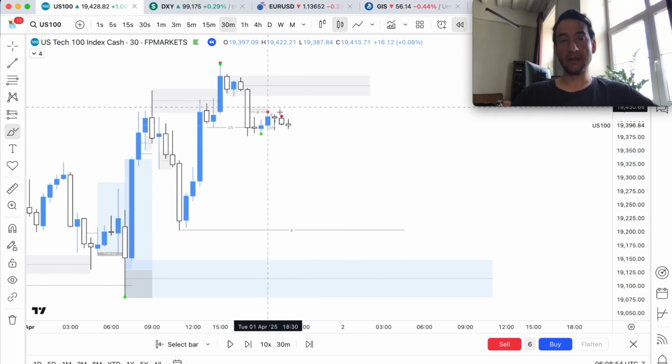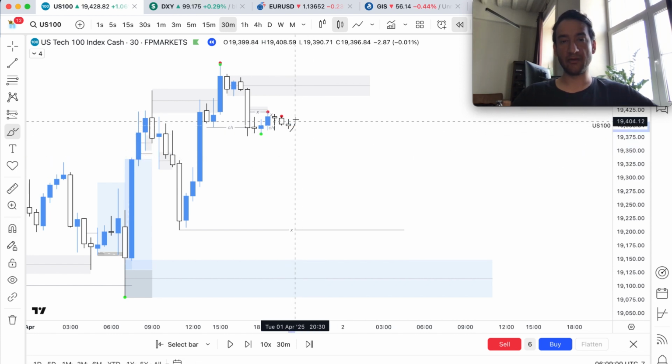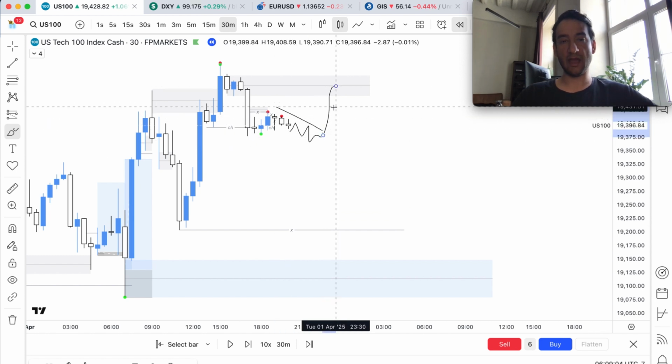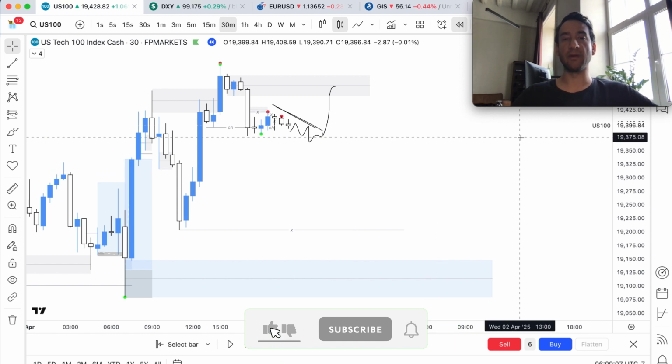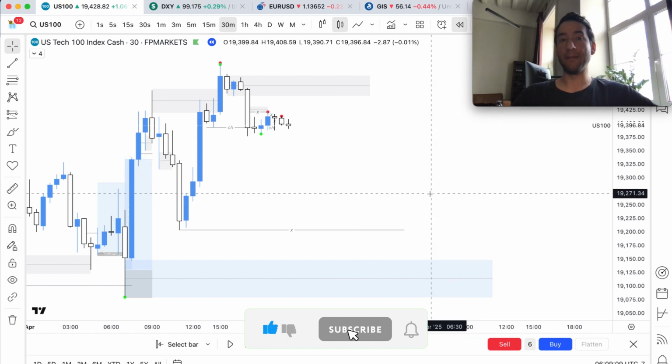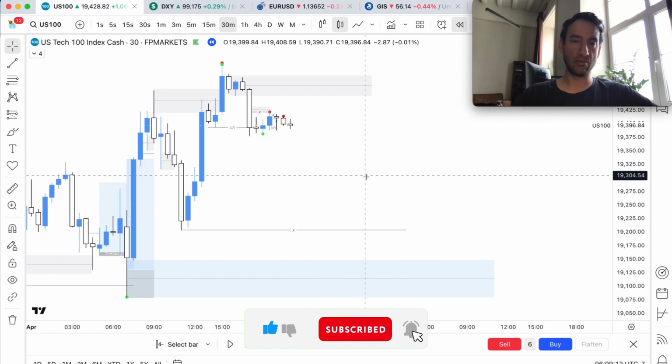If not, price might fall a little bit just like this, creating more internal structure to then take out the internal structure as liquidity and then fall bearish. That could also happen too. So there are plenty of scenarios that the markets can do. We just want to be aware of what they can do.